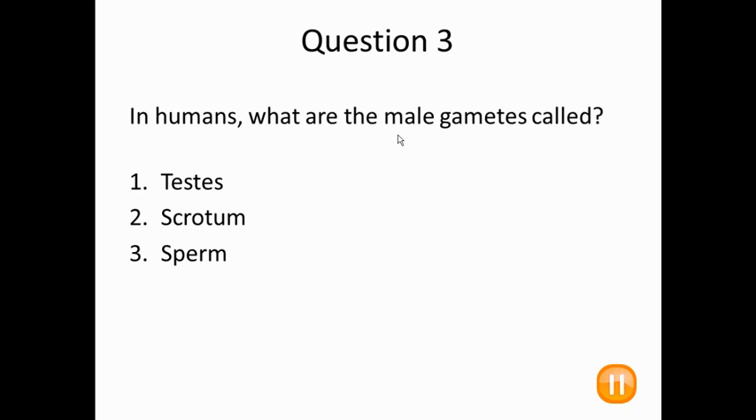Question number 3. In humans, what are the male gametes called? So you have to think what a gamete is for a start, and then work out which the male one is. So is it 1, testes, 2, scrotum, or 3, sperm? The answer is sperm, number 3. So the testes are the area in the male where the sperm are formed, and the scrotum is the kind of sac that contains those testes. So the sperm are the sex cells, which is a gamete.